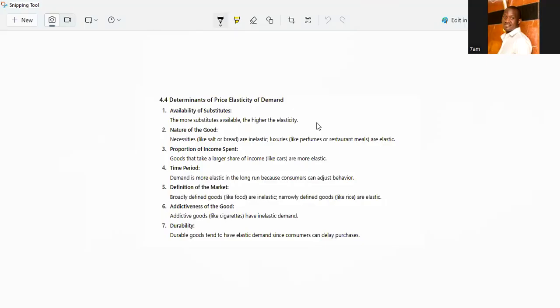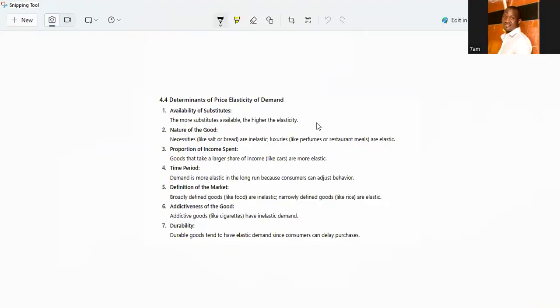The nature of the good also determines demand. Necessities like salt and bread are inelastic. People will buy, they can't do without. Luxuries like perfume and restaurant meals are elastic. People can switch. Also, the portion of income spent. Goods that take up a larger share of income, like cars, are more elastic. Time period as well. In the long run, people become elastic. In the short run, it is inelastic.